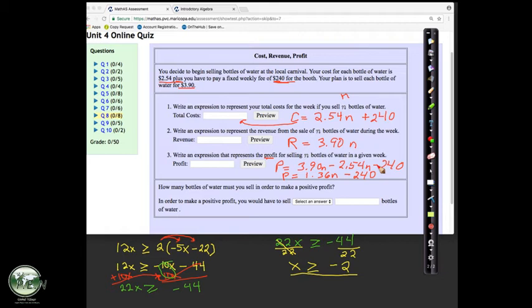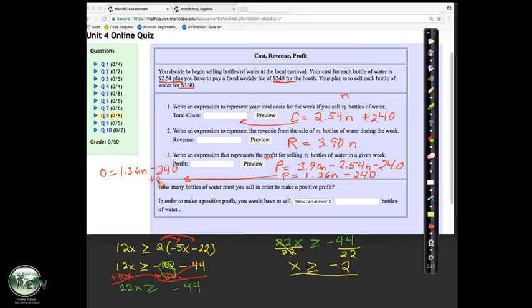So the way we go about that, I should have erased this stuff. Sorry, that was distracting probably. So what we want to do, and I'll do it over here, is we want to say our profit's going to be 0, 1.36n minus 240. And now we can do some algebra to solve for n. And you're right, we're going to add the 240 to both sides. That sort of moves it over to the other side. Then we're going to divide by 1.36. So exactly what you saw in your mind is the right thing to do. We've got to sell enough bottles that $1.36 times the number of bottles gives us 240.